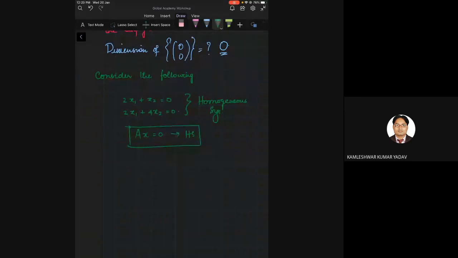Now I want you to solve this. Can you please tell me the value of x1 and x2? 0, 0, sir. That's brilliant. So x1 is equal to 0, x2 is equal to 0. It's a solution to this. Do we have any other solution to this? No, sir. No other solution to this, right?